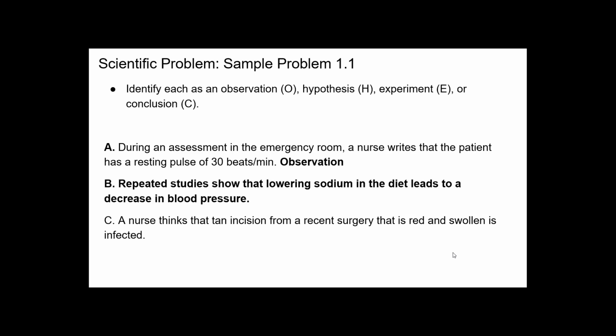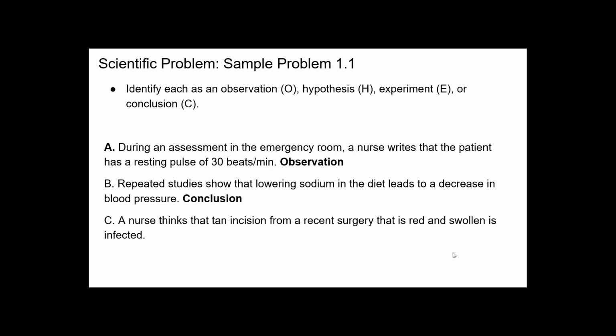Next one. Repeated studies show that lowering sodium in the diet leads to a decrease in blood pressure. Now let's break this sentence down. Repeated studies. This means studies are experiments that have come to conclusion and there's been data. So this is basically saying that there's been conclusions with supported data that shows that lowering sodium in the diet leads to a decrease in blood pressure. So observations, experiments, everything was done and conducted. This would be a conclusion.